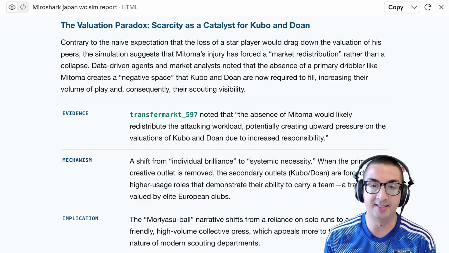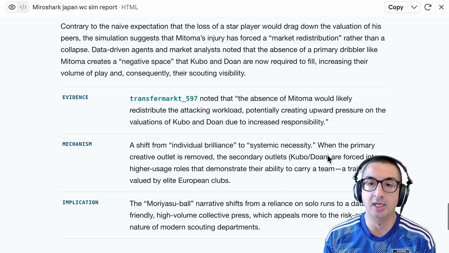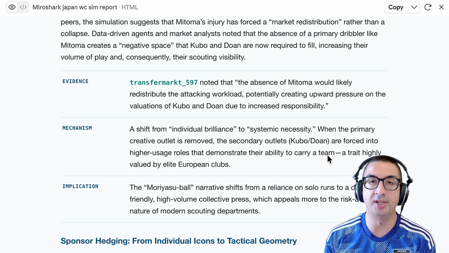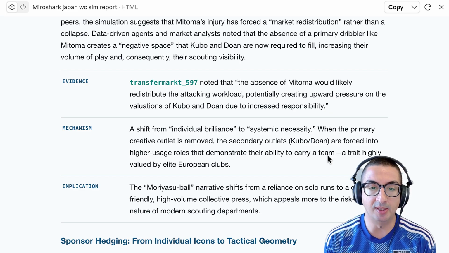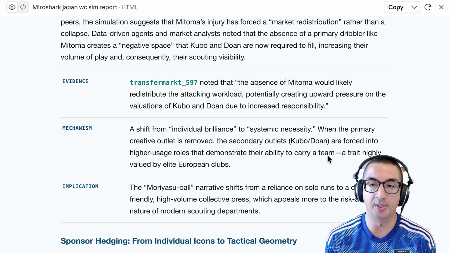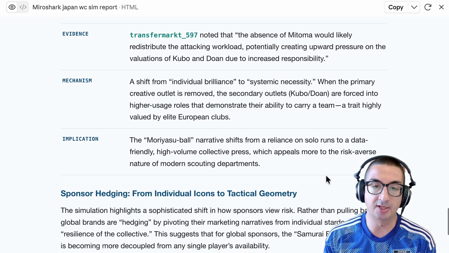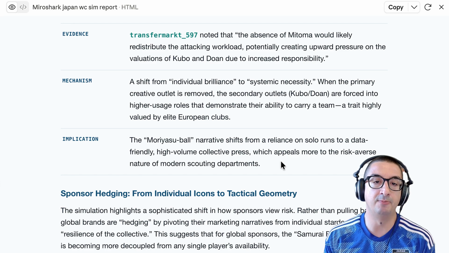Evidence: Transfermarkt 597 noted that the absence of Mitoma would likely redistribute the attacking workload, potentially creating upward pressure on the valuations of Kubo and Doan due to increased responsibility. Mechanism: a shift from individual brilliance to systematic necessity. When the primary creative outlet is removed, the secondary outlets, Kubo and Doan, are forced into higher usage roles that demonstrate their ability to carry a team, a trait highly valued by elite European clubs. Implication: the Moriyasu Ball narrative shifts from a reliance on solo runs to a data-friendly, high-volume collective press, which appeals more to the risk-averse nature of modern scouting departments.